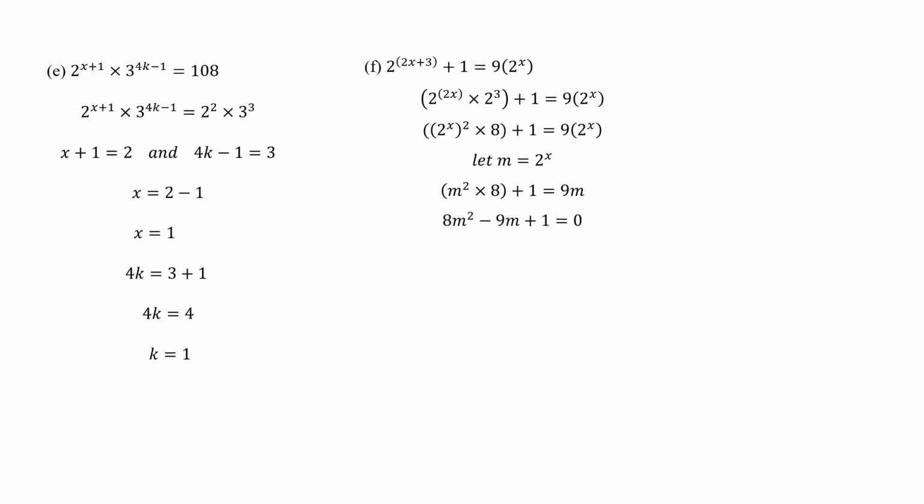multiplying the m squared to have 8m squared, then I take this positive 9m to the other side of the equation to become a minus 9m, then plus 1. We said we have a quadratic term when solving quadratic equations, then a linear term, and finally the constant term. They move in that order there.